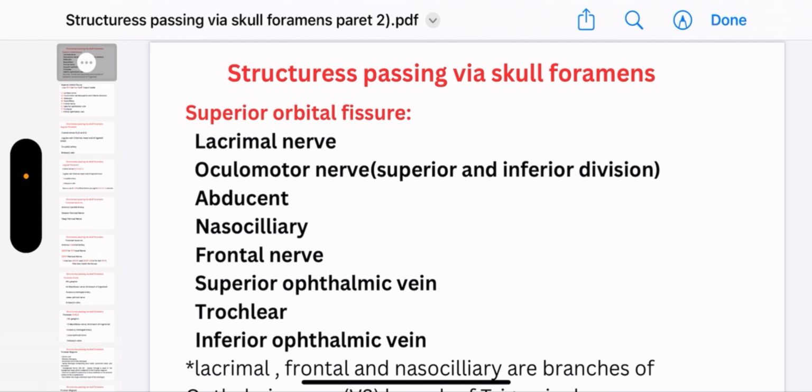Structures passing via superior orbital fissures are lacrimal nerve, oculomotor nerve, abducens nerve, nasociliary, frontal nerve, superior ophthalmic vein, trochlear nerve, and inferior ophthalmic vein. Lacrimal, frontal, and nasociliary are branches of the ophthalmic V1, which is a branch of trigeminal nerve.